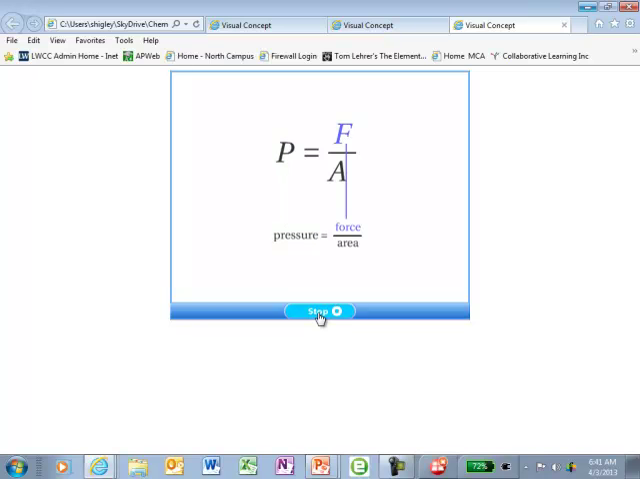Pressure equals force over area. Pressure equals force over area. Pressure equals force over area. Pressure equals force over area. Pressure equals force over area.